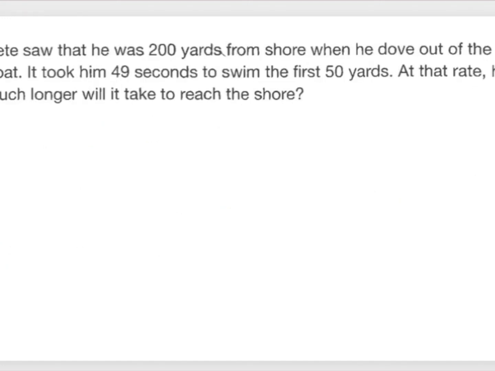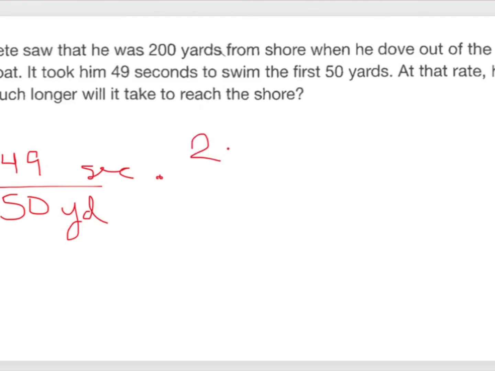Pete saw that he was 200 yards from shore when he dove out of the boat. It took him 49 seconds to swim the first 50 yards. At that rate, how much longer will it take him to reach the shore? If you are saying at that rate, you are discounting the fact that Pete could get tired. So he's doing 49 seconds per 50 yards. We're going to assume that he's going to keep on that very fast pace, and he's going to swim 200 yards.